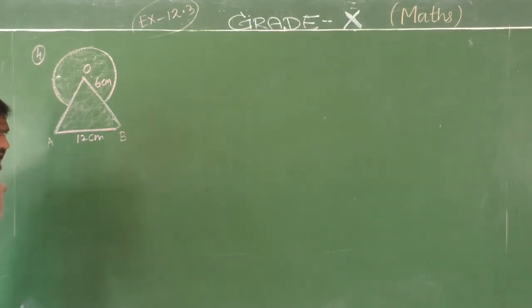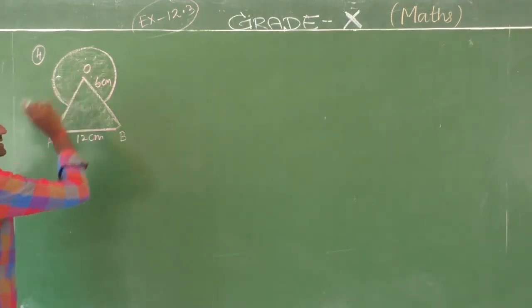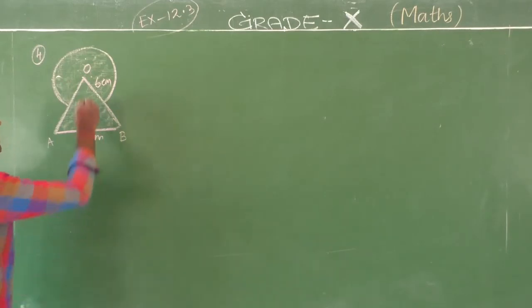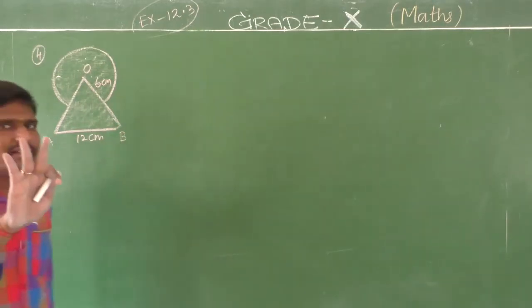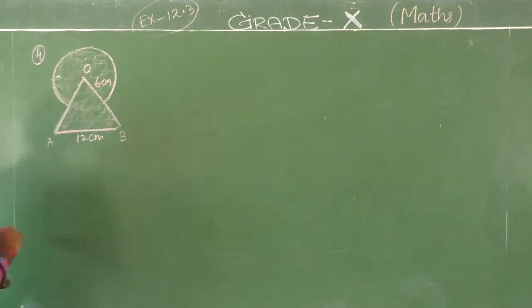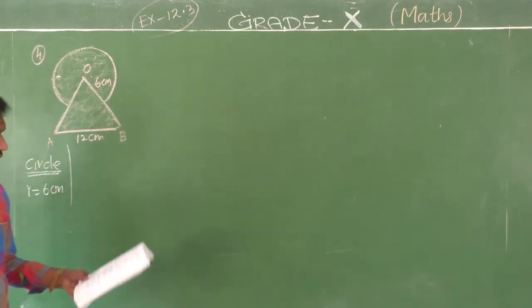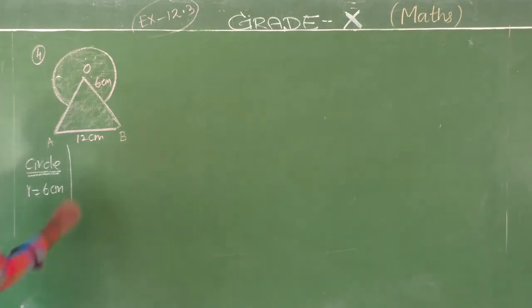So student, look at the diagram. This is the center of the circle. From the center of the circle, we want to draw an equilateral triangle like this. From the diagram, three parts are very important. The first part is the circle. The circle has a radius of 6 centimeter. And second, the equilateral triangle.